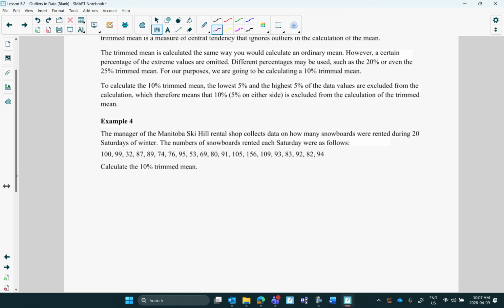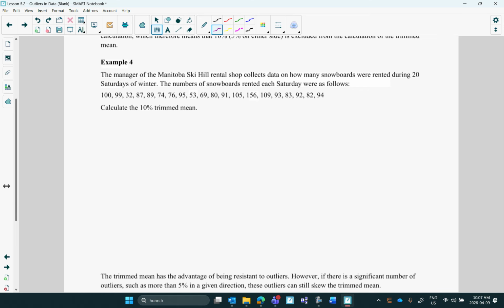So just as an example of the trimmed mean, we've got a manager of a Manitoba ski hill rental shop who collects data on how many snowboards were rented during 20 Saturdays of winter, and they're all listed. We want to calculate the 10% trimmed mean. So first thing we want to do is remove 5% low, 5% high.